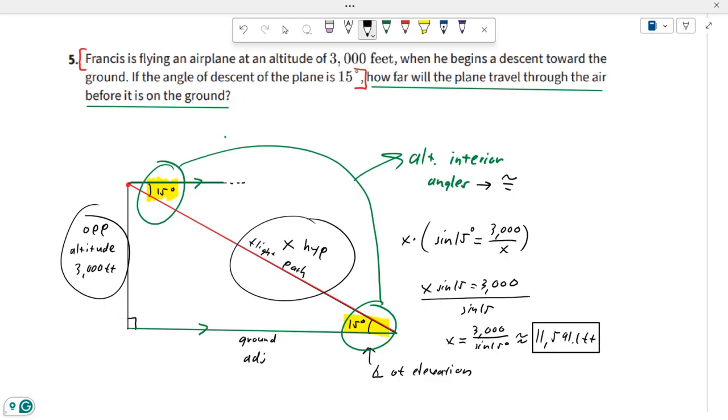I guess if this was a science class, we would probably be using significant figures. But this is not a science class, it's a math class, so we're not really worried about significant figures, at least not in this particular class. Maybe in some other math classes we would. But there's only two significant figures, so we'd have to round this to like 12,000 feet, and that seems like a big round. So we're just going to flat out round to the nearest tenth. And that is how far the plane travels through the air.